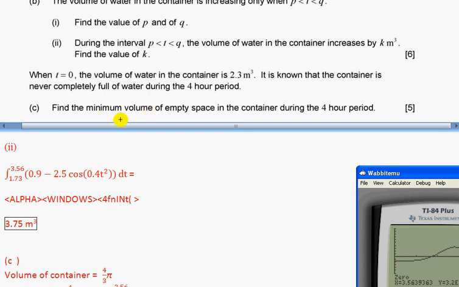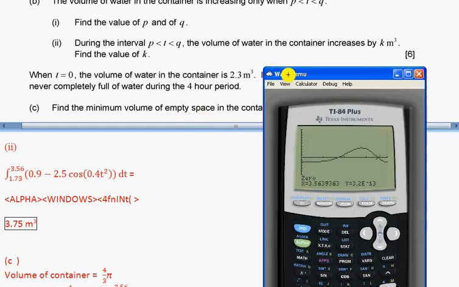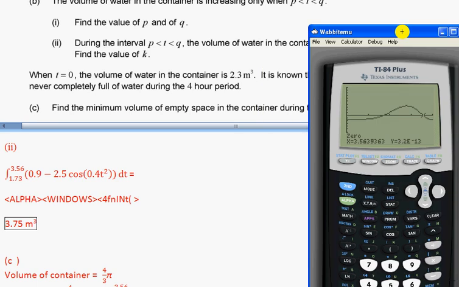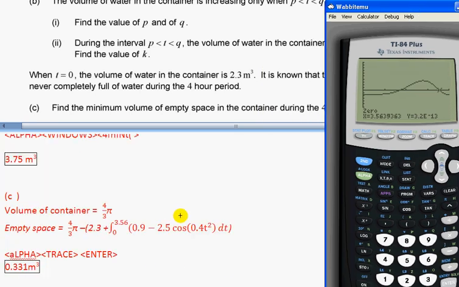So the expression for empty space will be the volume that we found before, 4/3 pi, minus 2.3 at the beginning, and then from the beginning till time Q, how much was incoming water. We make the integral, alpha trace, enter. So not trace, we don't need trace, you can do just the calculation of this integral and you will get this value. Paper is over.